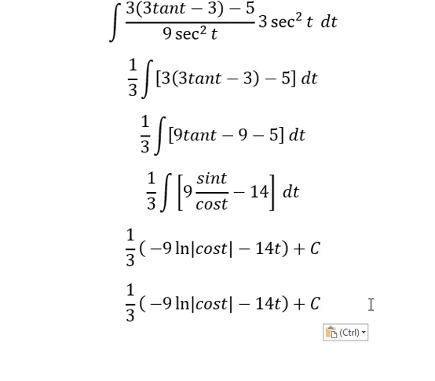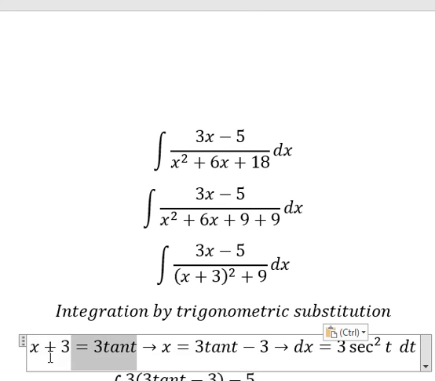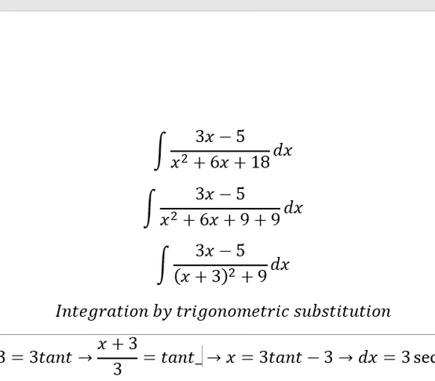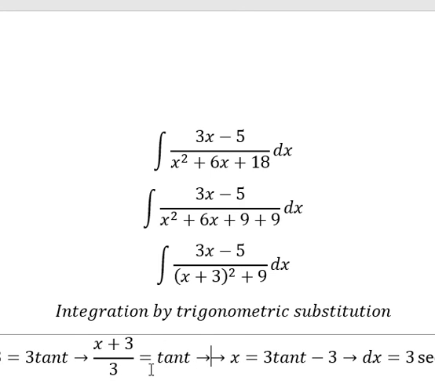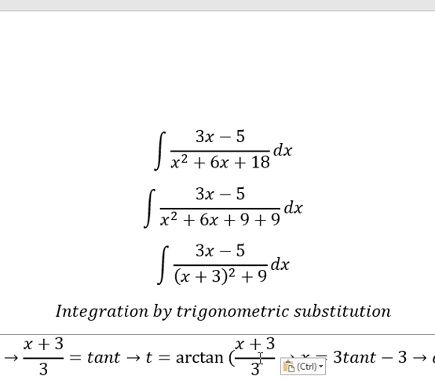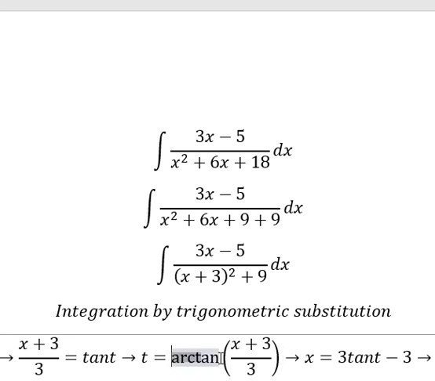About t, that is this one. So we need to divide both sides by 3. And we can find the value of t. So I will put this one to change for t.